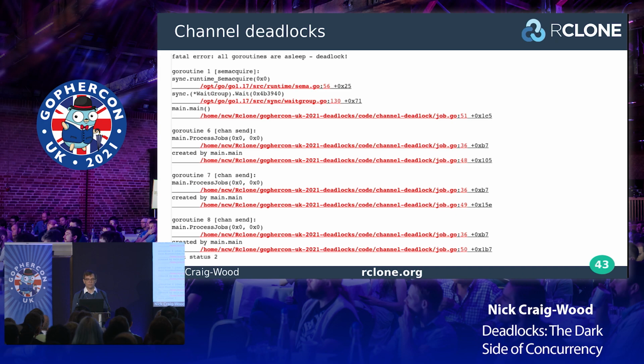So let's just go through this trace. The first Go routine shown, Go routine 1, is our sync wait group, waiting for the others to finish. So we can ignore that for the moment. Go routine 6, 7, and 8 are all in state chan send. That is, they're waiting for a channel to be emptied before they can send some data down it. You can see they're all waiting in process jobs.